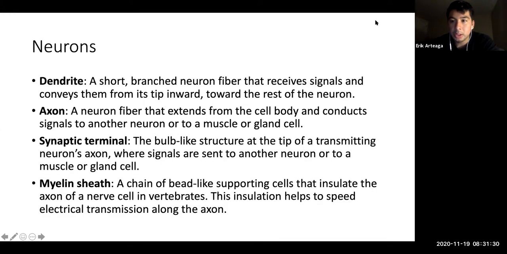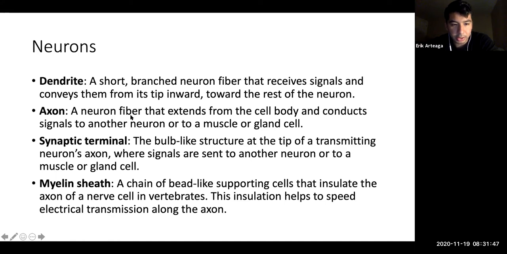Okay, so dendrite. So this is a short branch neuronal fiber that receives signals and conveys them from its tip inward toward the rest of the neuron. We'll see this right now. We'll see the directionality of both dendrites or axons.